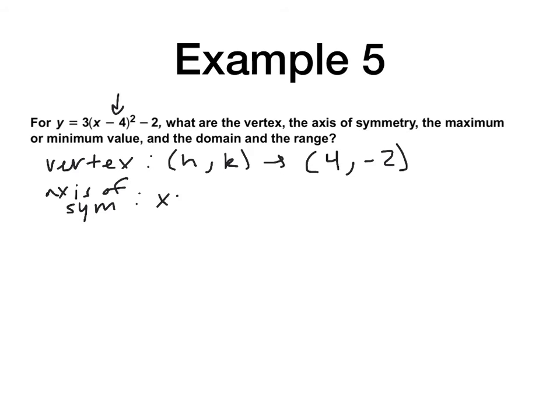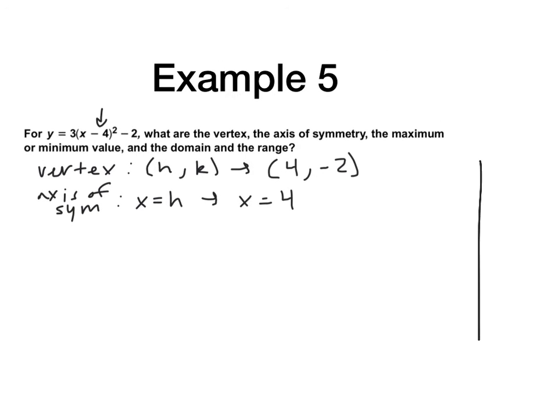Our axis of symmetry is x is equal to h. So we're going to get x is equal to 4. So now we need to find whether this graph has a maximum or minimum value. So if we graph it over here, roughly, we're going to go to the right 4 and down 2. So this is going to be our vertex. And then our axis of symmetry is going to be through 4. So our graph is going to look somewhat like this. Something like that. Not exactly.